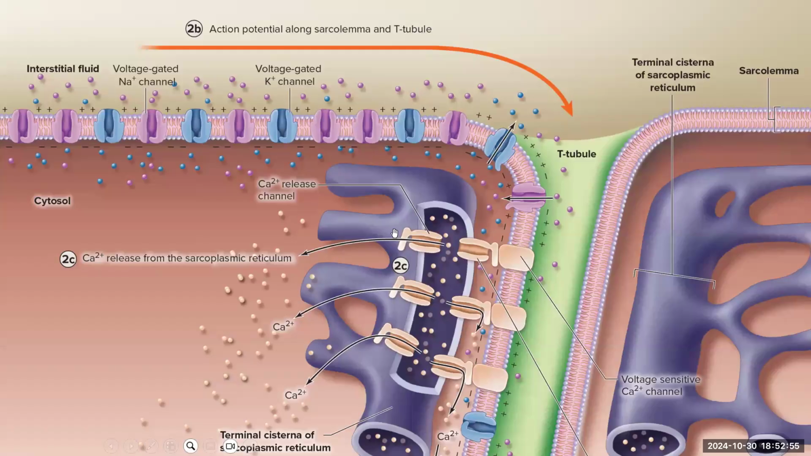All right. So here comes our action potential, right? Spreading out across the land of the sarcolemma. It finds the T-tubules. It goes down into the T-tubule. Eventually, it will encounter these voltage-sensitive calcium channels here, and that causes them to trigger the opening of these calcium release channels.